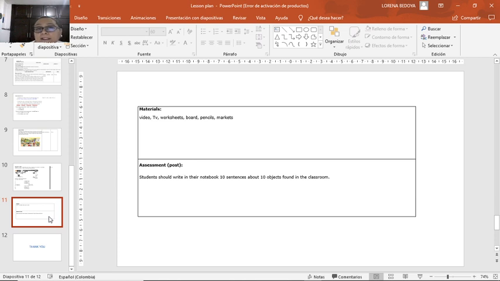And the materials that we need for this lesson plan are video, TV, worksheets, board, pencils, and markers. The assignment: a student should write in their notebook 10 sentences about 10 objects found in the classroom. And with this assignment, the student practices writing and the grammar according to the sentences.